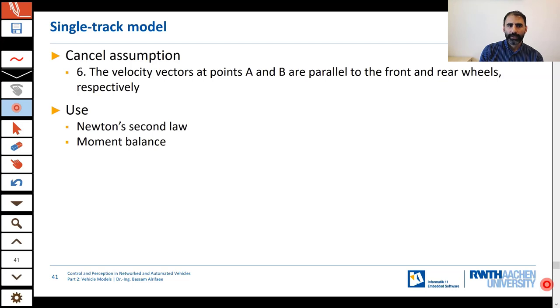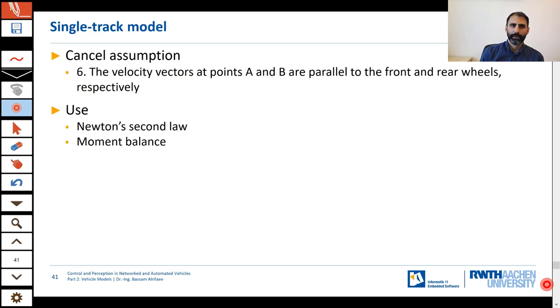So the thing we do is we start canceling assumptions to get from the kinematic to a kinetic, to a single track model with forces. We start canceling assumption number 6, the velocity vectors at points A and B are parallel to the front and rear wheels respectively. We cancel this assumption and we use Newton's second law for the forces and the moment balance, and using the equations derived from Newton's second law and moment balance, we get equations with forces.